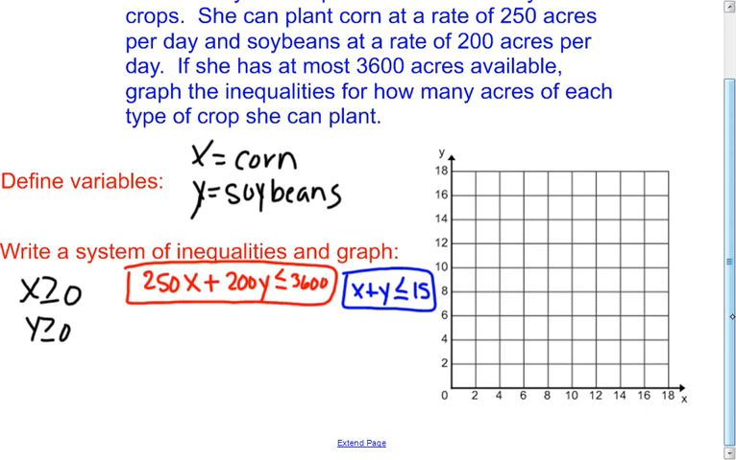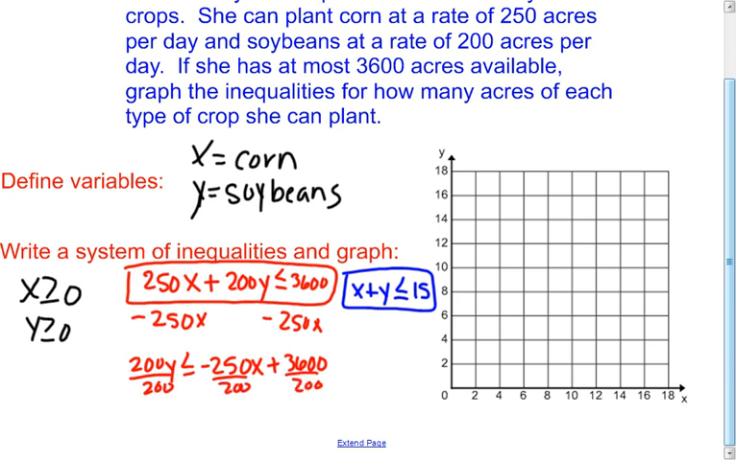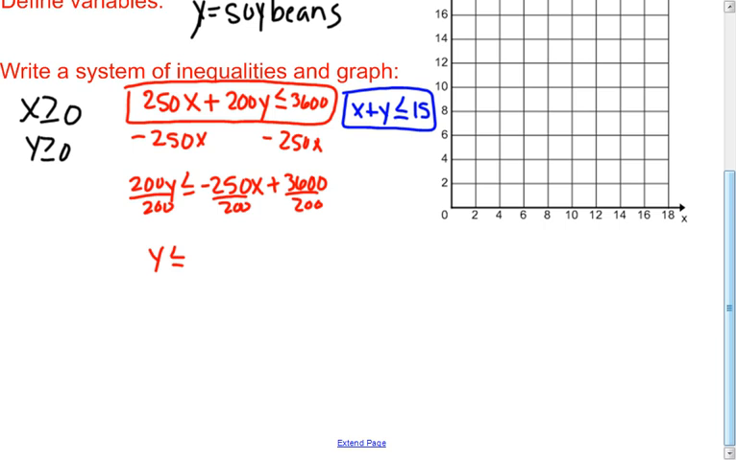Okay, so here we go. I will subtract my x, and I have 200y is less than or equal to negative 250x plus 3,600. Divide by 200. Y is less than or equal to negative 250 divided by 200, which reduces to negative 5/4 x, and 3,600 divided by 200 reduces to 18. Okay, so I'll go ahead and graph that one first.